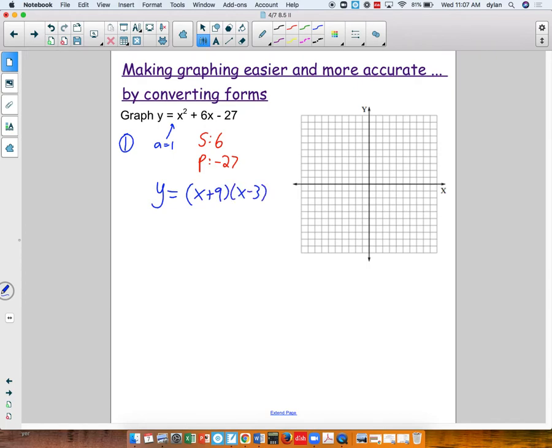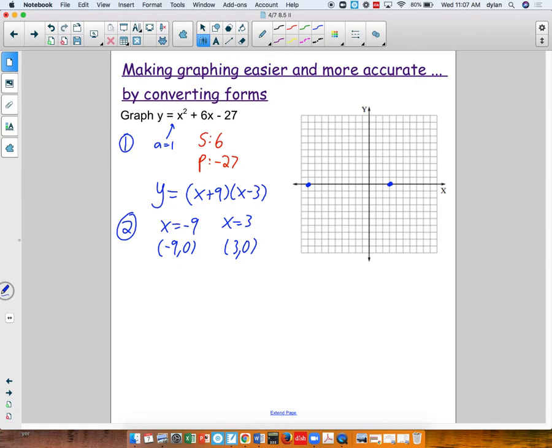So that's the conversion. And then for step 2, we just need to find and plot the x-intercepts. So in this case, x equals negative 9 and x equals 3. So my x-intercepts are at negative 9 comma 0 and 3 comma 0. So I'll put those on my graph: negative 9, 0, and 3, 0.